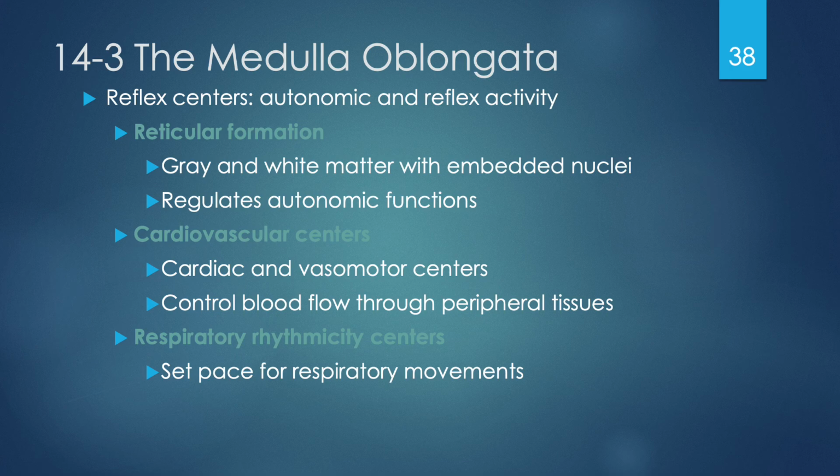So the cardiovascular center is going to include both cardiac and vasomotor centers. And this will include the control of blood flow throughout the peripheral tissues. So it can control things like vasodilation or vasoconstriction. The respiratory rhythmicity centers are just going to set the general pace for all of our respiratory movements.